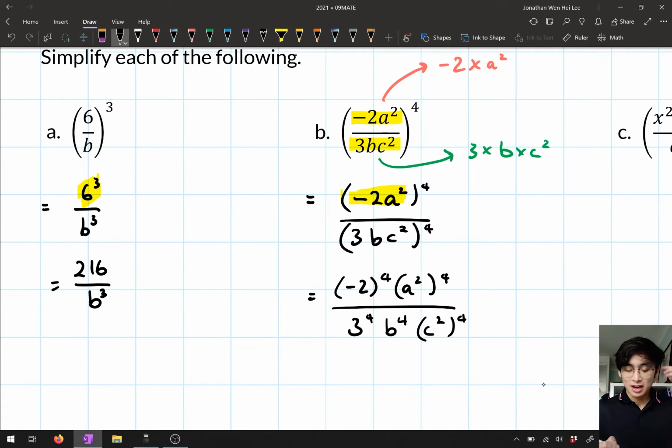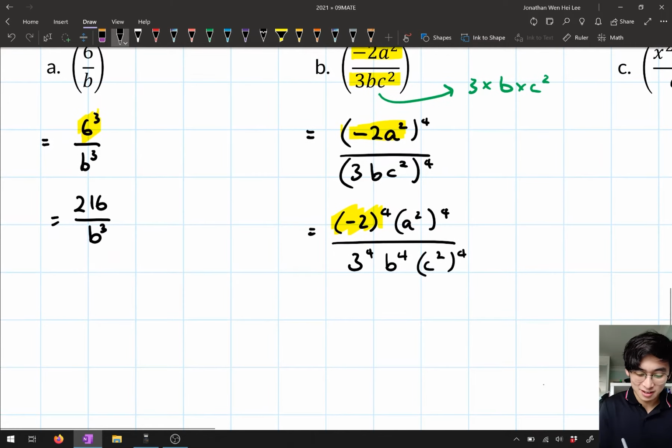Okay, and so now we can start to evaluate a few of the things. First of all, I'm going to evaluate the numbers. So here I've got (-2) to the power 4. Now in the previous example, we actually did (-2) to the power 4, and we found that that was 16. And then the other term in my numerator is (a squared) to the power 4. When we have a power of a power, we multiply the powers together. So here I get a to the power 2 times 4, so that's a to the power 8.